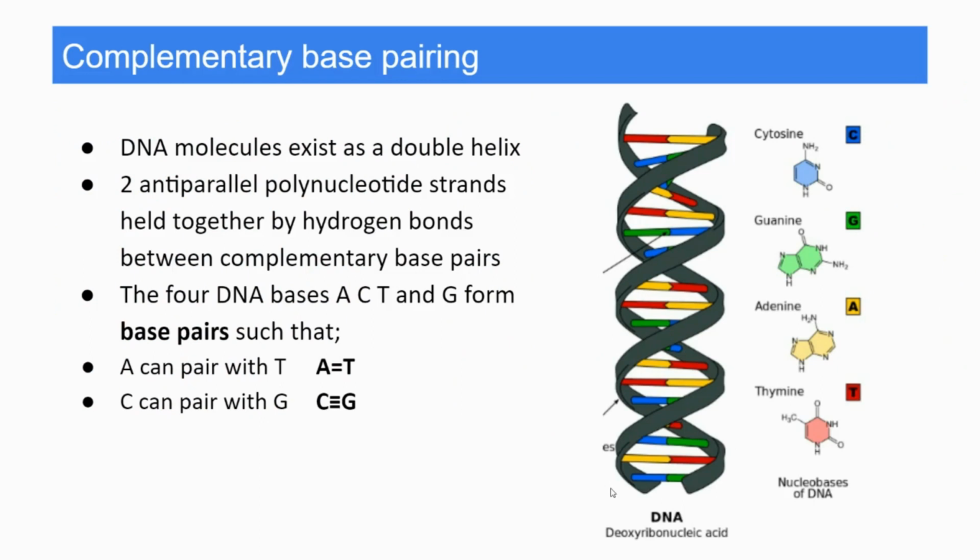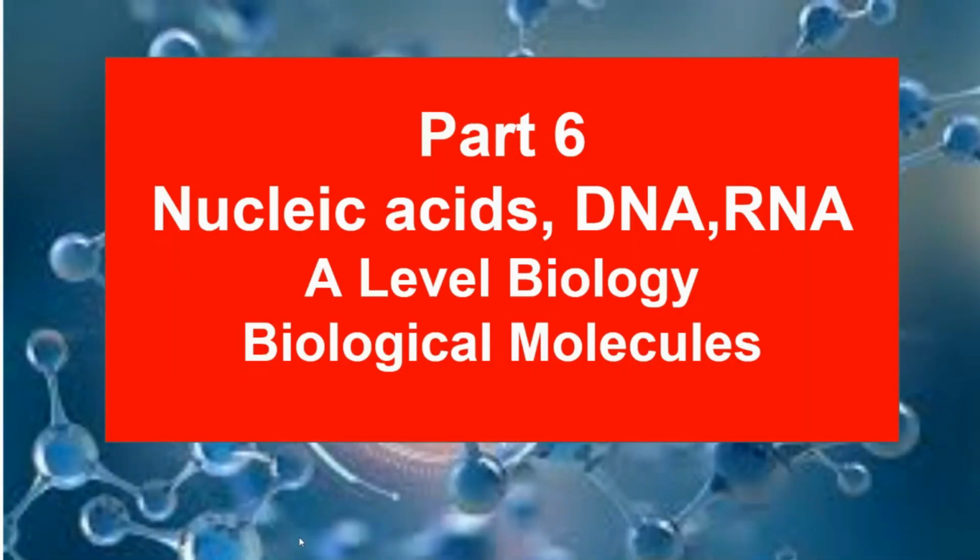DNA molecules exist as a double helix. They have 2 anti-parallel polynucleotide strands held together by hydrogen bonds between complementary base pairs. Now, anti-parallel means one strand goes one way, the other goes the other. The 4 DNA bases, A, C, T, and G, form base pairs. So A pairs with T and C pairs with G.